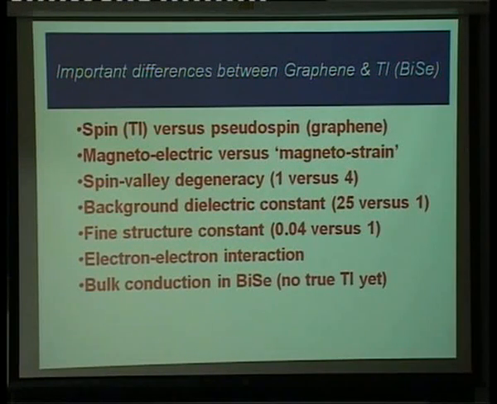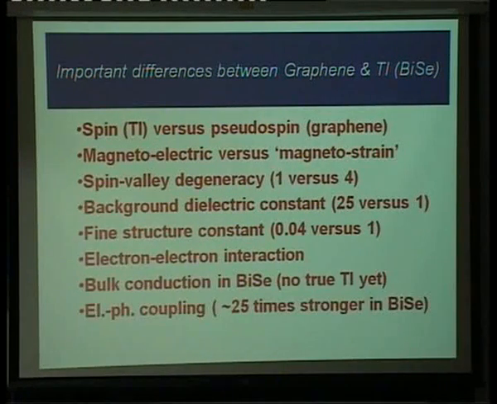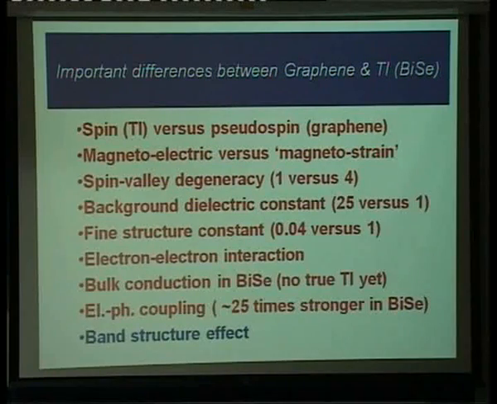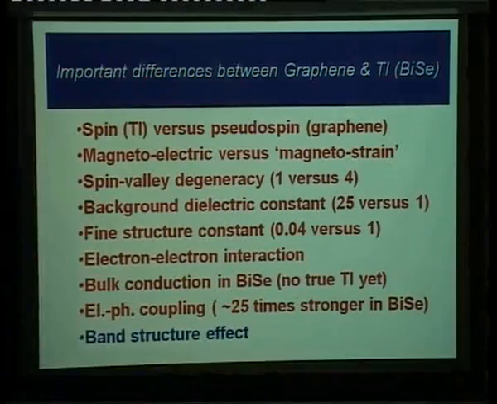Bulk conduction in bismuth selenide, no true topological insulator yet, but I think this problem is getting reduced every day. And if you apply an electric field and bend bands, things are even better. Electron-phonon coupling is much, much stronger in bismuth selenide, roughly 25 times stronger. If you look at the numbers, you notice that. And there is a band structure difference because in bismuth selenide, bands are very nonlinear. And that has a big difference, which I don't have time to talk about. Those are the next 3 slides.